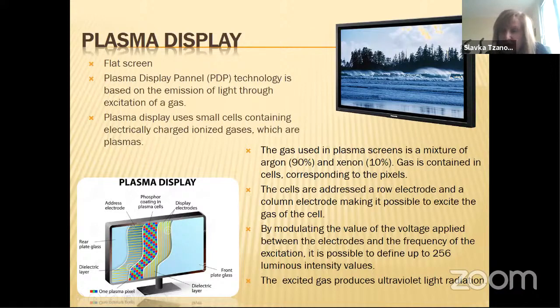So it was possible to define 256 luminous intensity values. The colors were produced as usually with RGB, red, green, blue. In plasma displays, there was still some radiation. I told you that there is no radiation nowadays with LEDs, light emitting diodes. But the plasma display also had some ultraviolet light radiation.